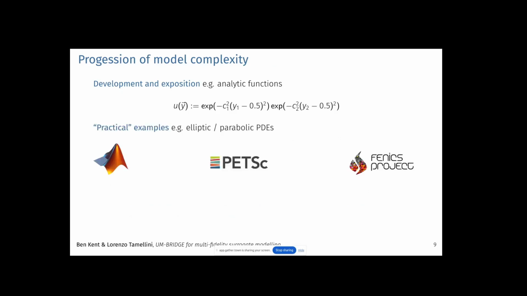That, of course, isn't very practical. So often the next step is we move to something like an elliptic PDE or a parabolic PDE if we're feeling adventurous in numerical analysis. And these are still relatively simple. We still know lots of things about the properties of the problem, where they're analytic in the parameters, and we can talk about convergence rates and stuff.